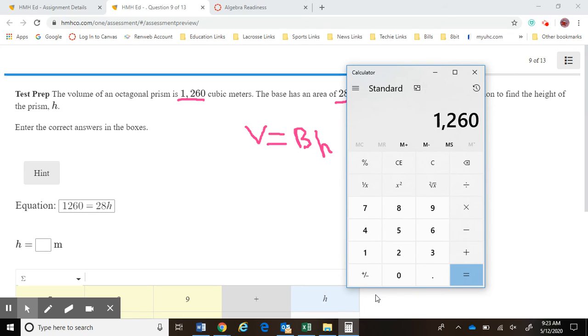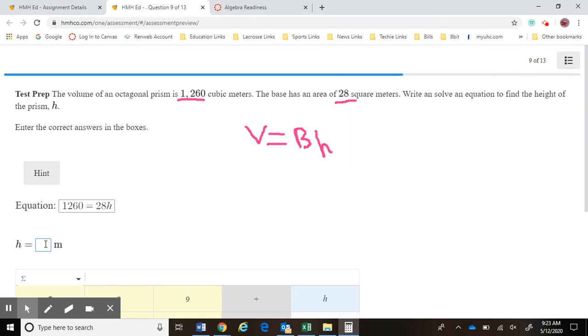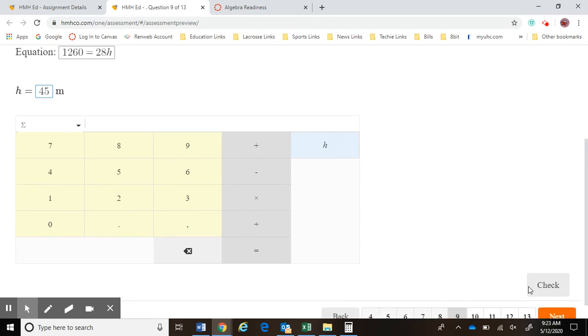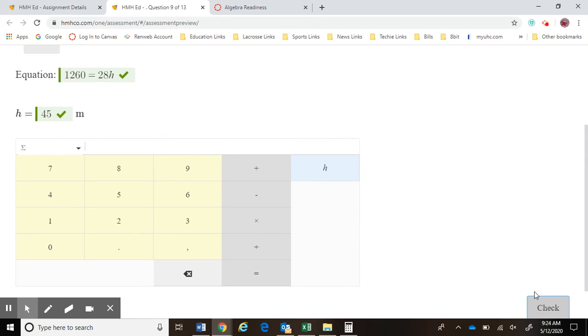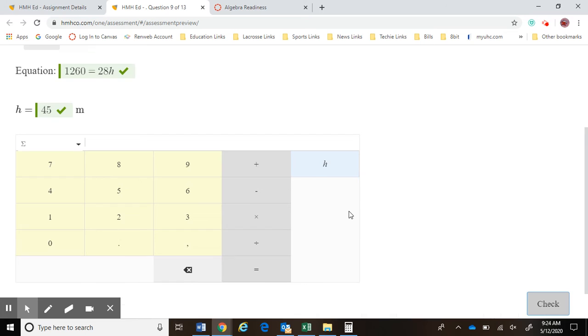and divide by 28. We've done this problem before. And what do I get? H equals 45. Check it. And we're good. All right, moving on.